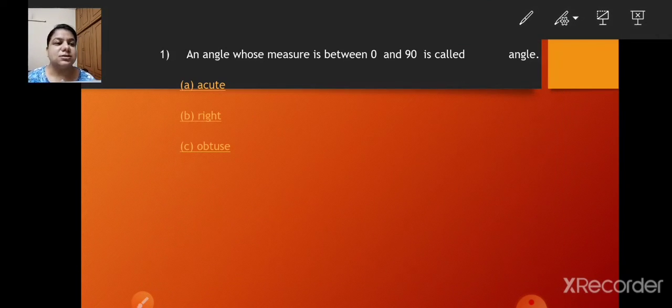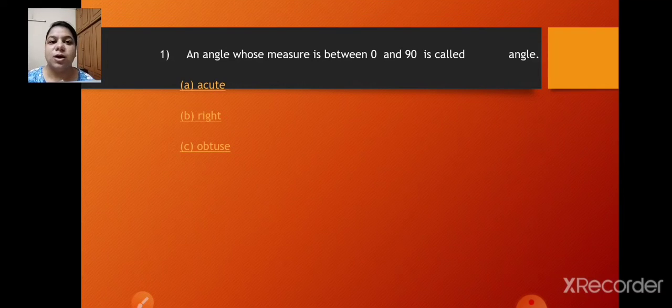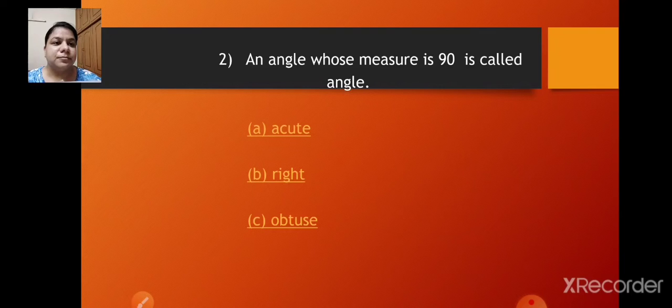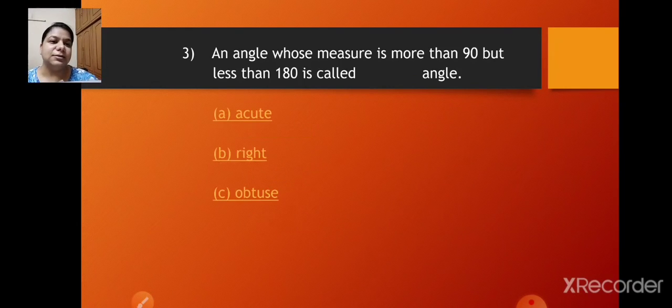So let's do some question answer round now. An angle whose measure is between 0 degree and 90 degree is called dash. Yes, an angle whose measure is between 0 and 90 degree is called an acute angle. An angle whose measure is 90 degree, that is what? Yes, you are right. That is a right angle. And whose measure is more than 90, that was what?